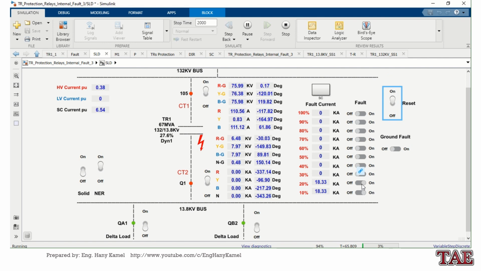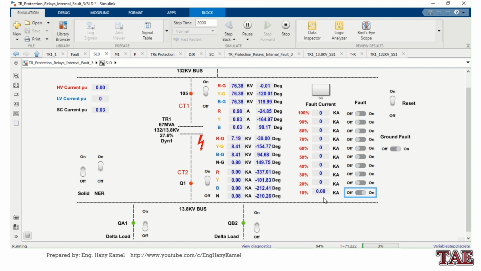Now I will start to make turn to ground fault or earth fault. So I will make in first 10% from the winding. The neutral point resistor or earthing resistor is 10 ohm. So now it's limiting the current to around 80 ampere.